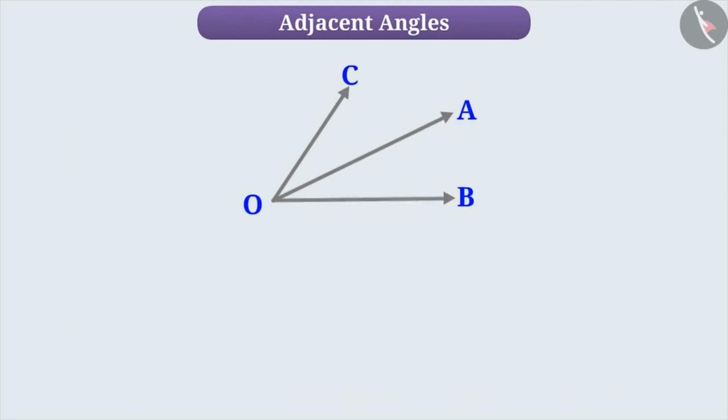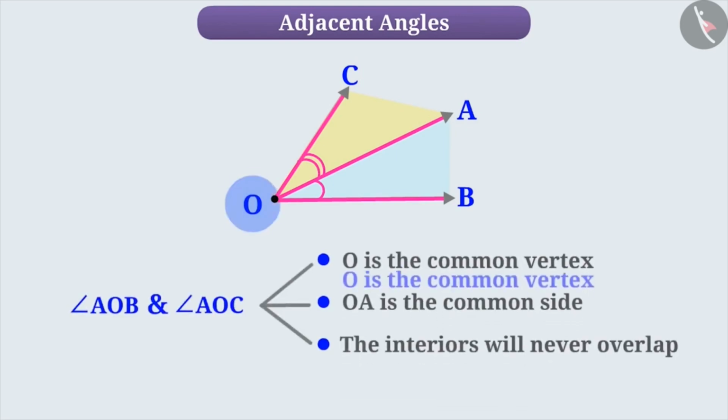Suppose ray OB, OA and OC start from the common vertex and extend in different directions. In this way, they form angles angle AOB, angle AOC and angle BOC. If we talk about angle AOB and angle AOC, then there are a few facts to consider. For example, here, the vertex O is the common vertex of both the angles. Similarly, ray OA is the common arm of both these angles.